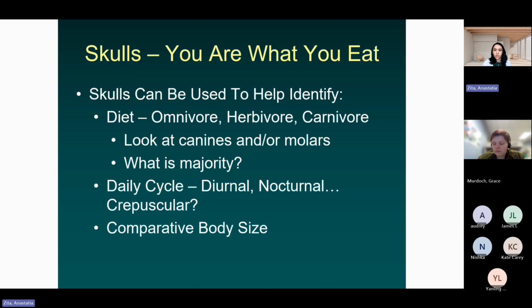If the animal has a large nasal passage, it could mean that the animal is more driven by olfactory senses like smell. And obviously, body size, you're not going to have a large skull and a small body. So that's pretty straightforward there.